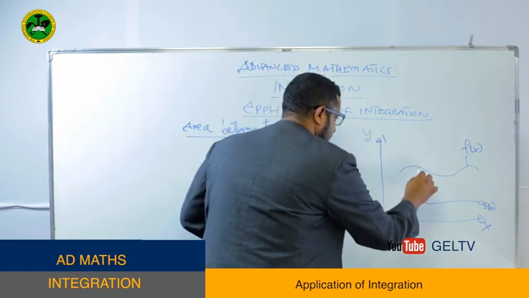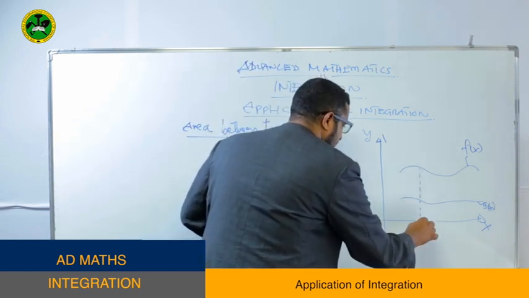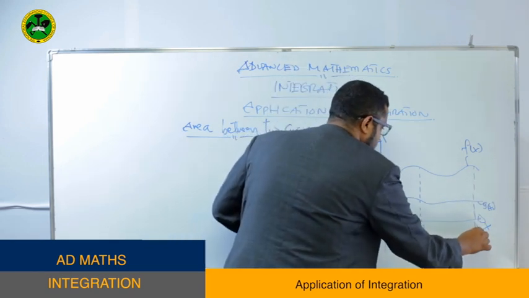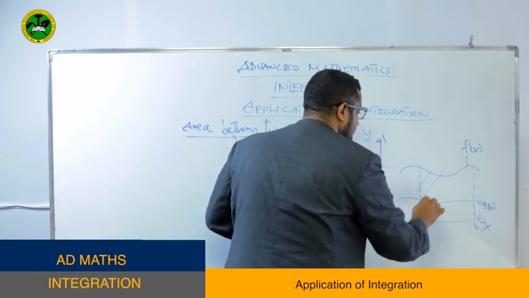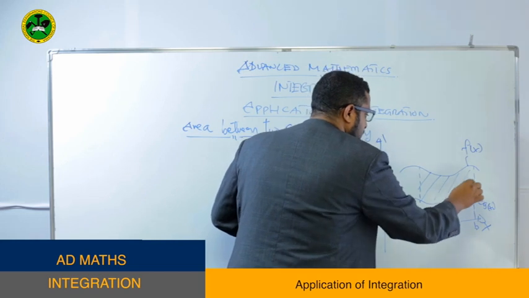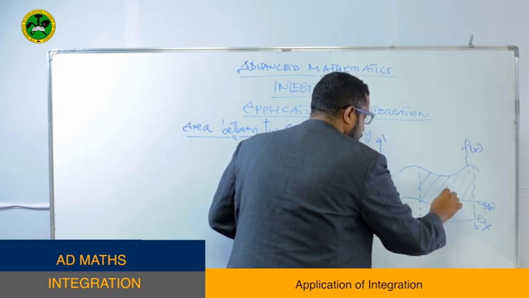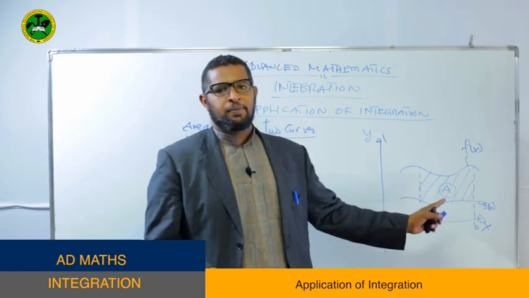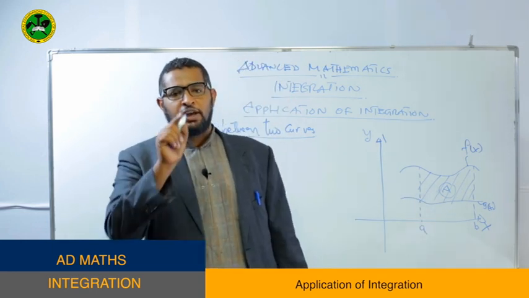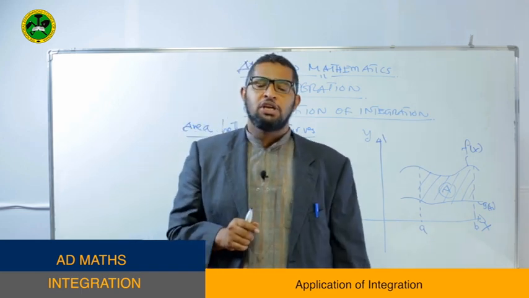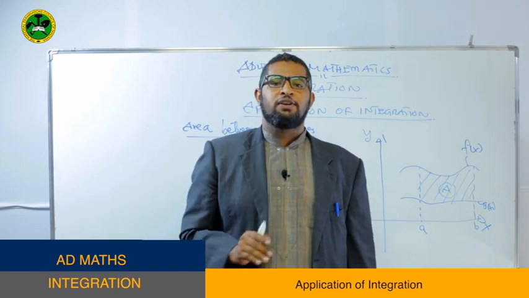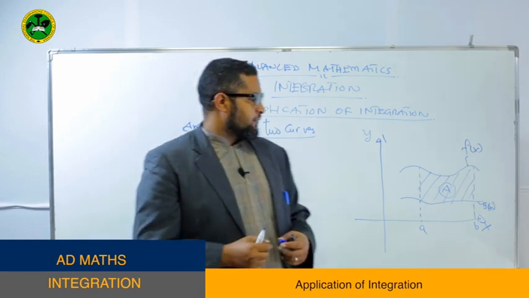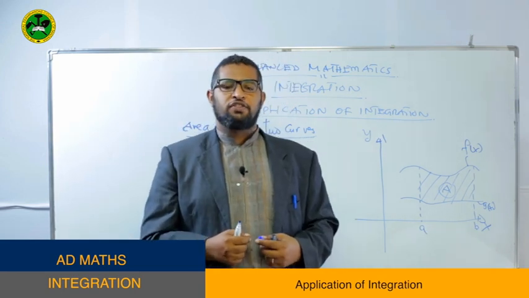So let's take our limit to be from A up to B. So this is the area that we are going to find, or we are going to look at. How to find that area, I mean this area, having two curves, f of x and g of x. It's very easy, my dear student. Don't worry. Now, how do we find area of such kind of question?